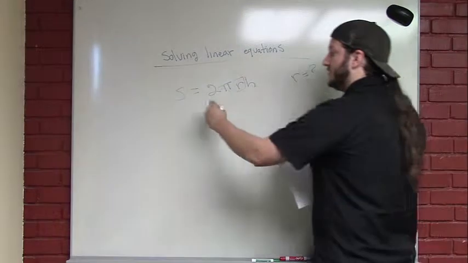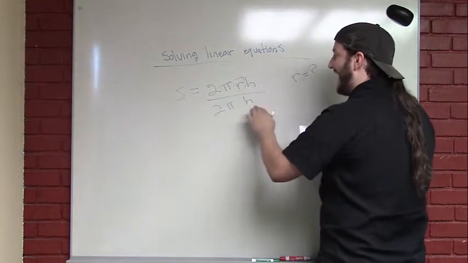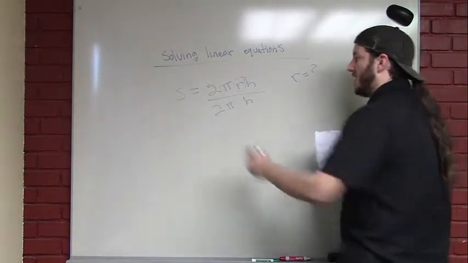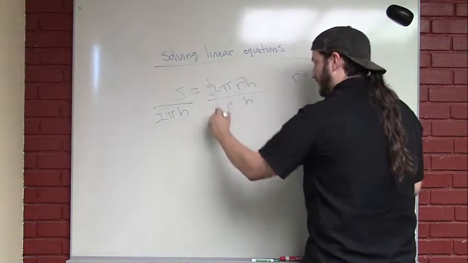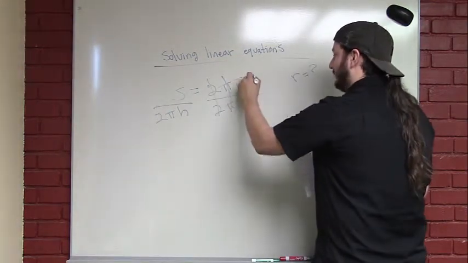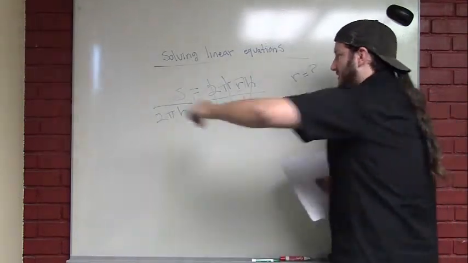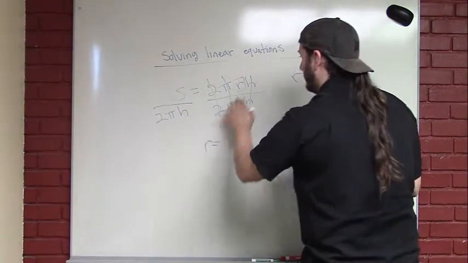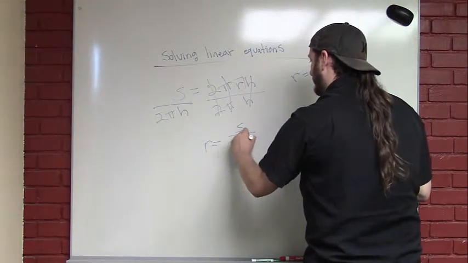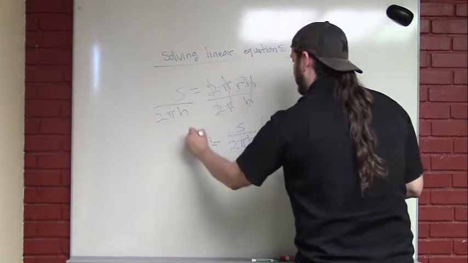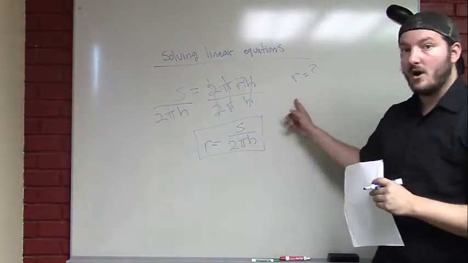If this is all multiplication, what's the opposite of multiplication? Division. So what you're going to do is you're going to divide both sides by everything but that R. Okay? And you're going to see what happens. So the 2's cancel, the pi's cancel, the H's cancel, and you're just left with R. Okay? So our final answer is just going to be R equals S divided by 2 pi H. And that is the answer when you're solving for R.